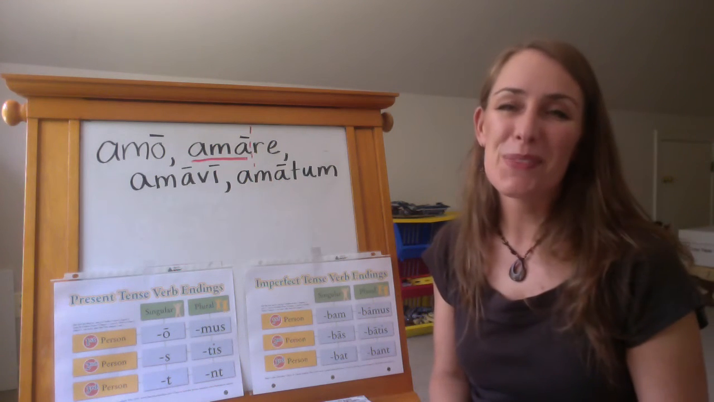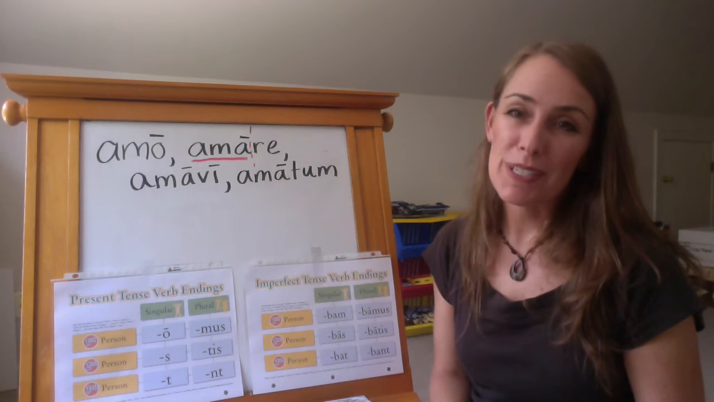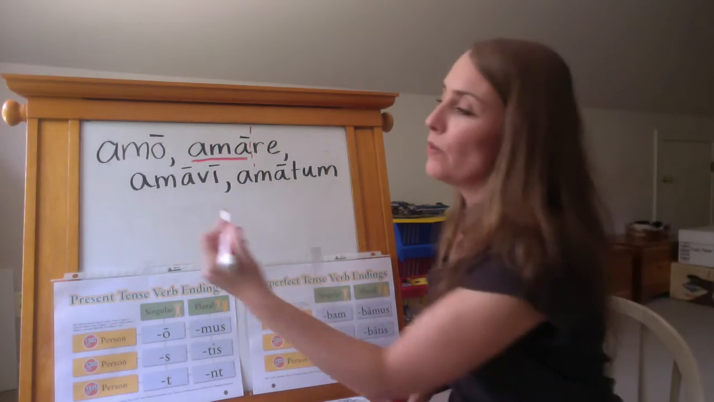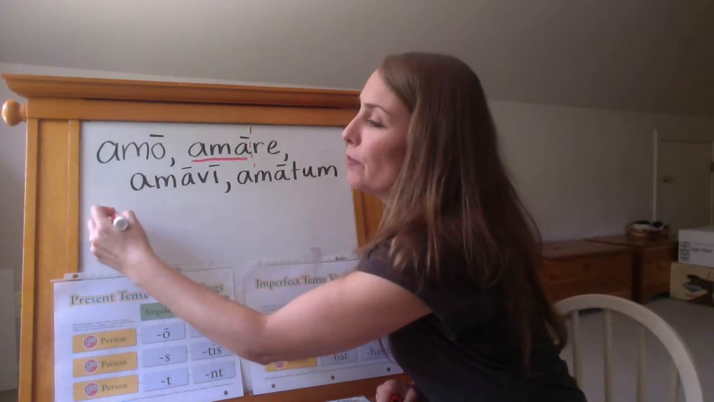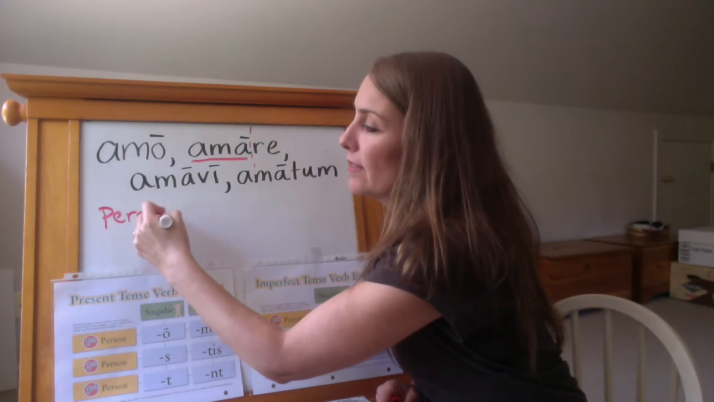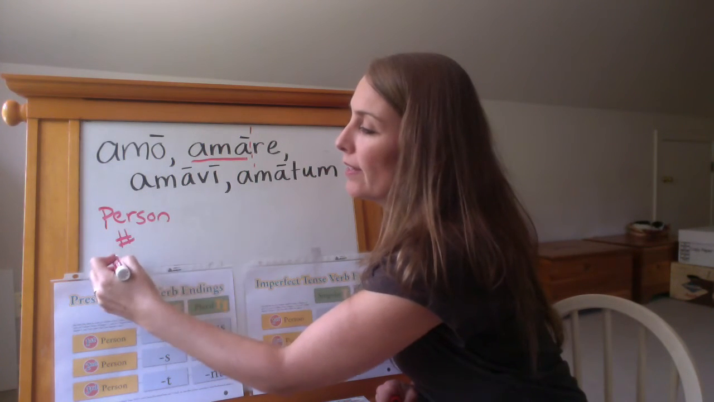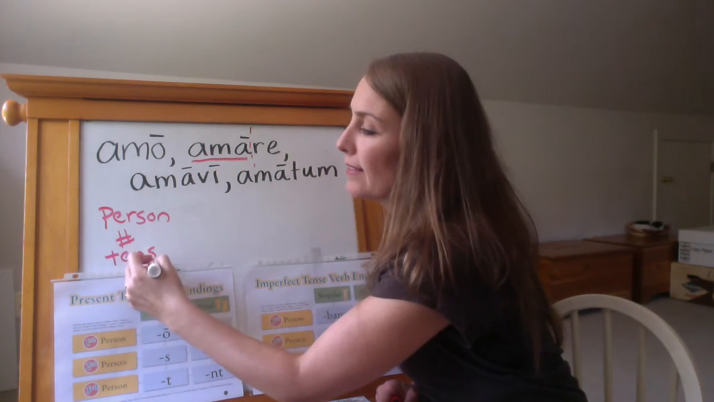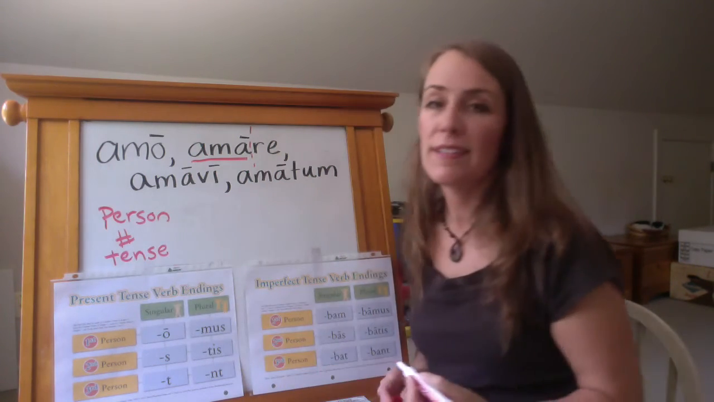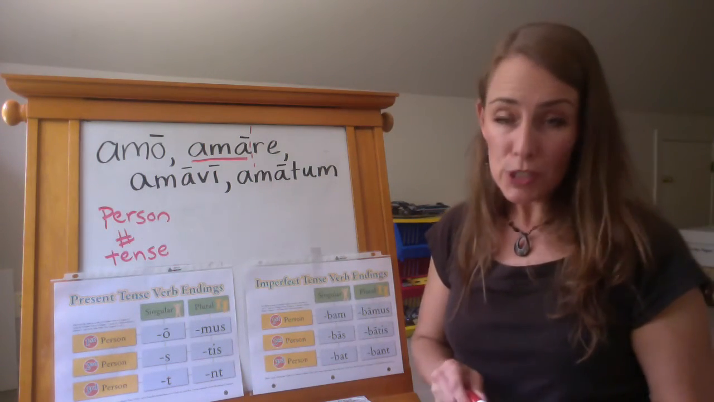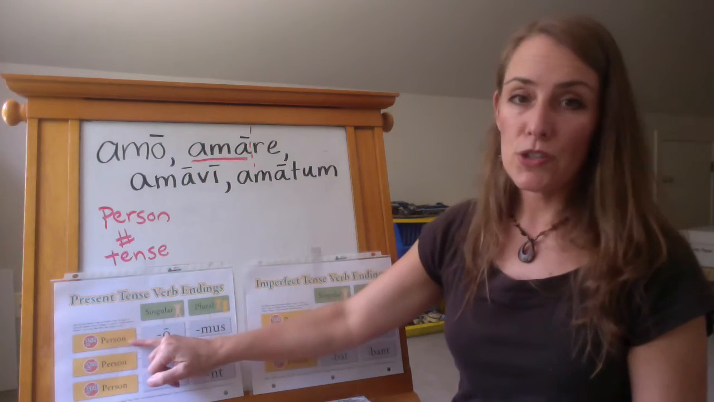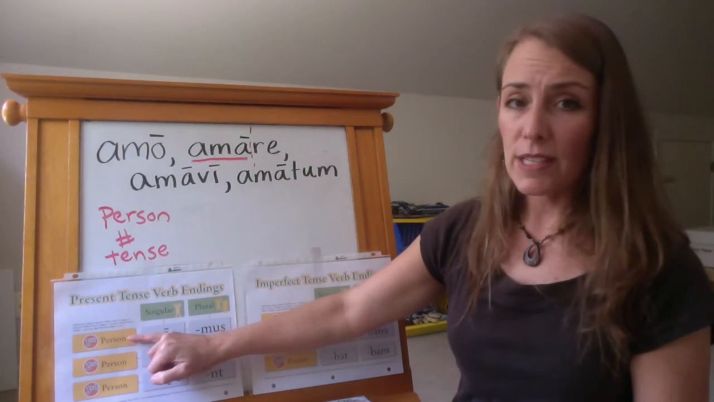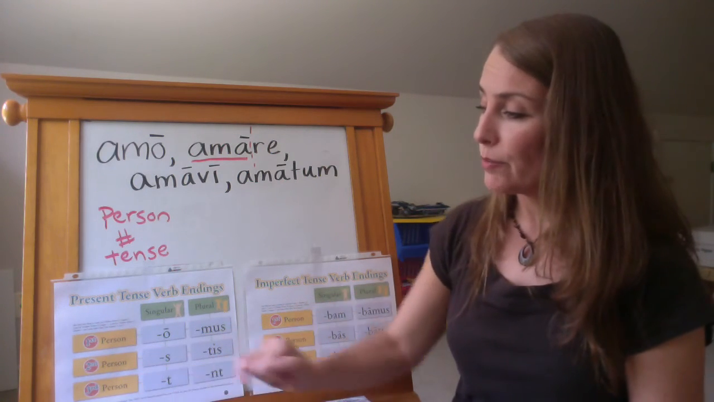Let's talk about the 3 attributes of a Latin verb. Every verb that we work with is going to have person, number, and tense. When we're talking about the person, if you can see on this chart down here, in yellow it says first person, second person, third person.